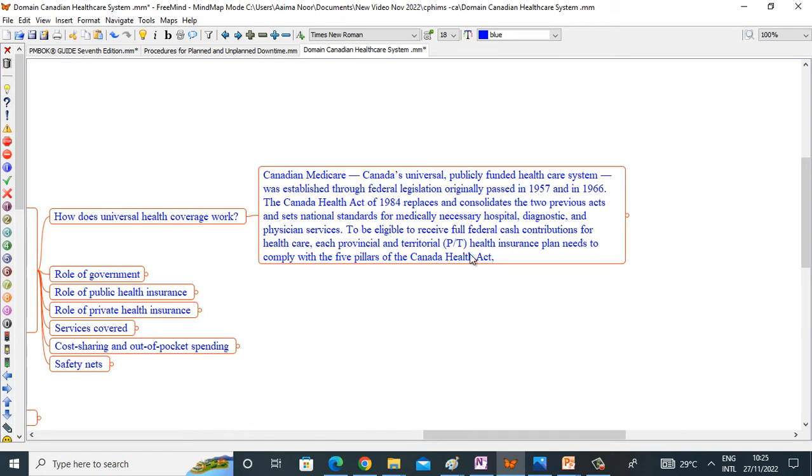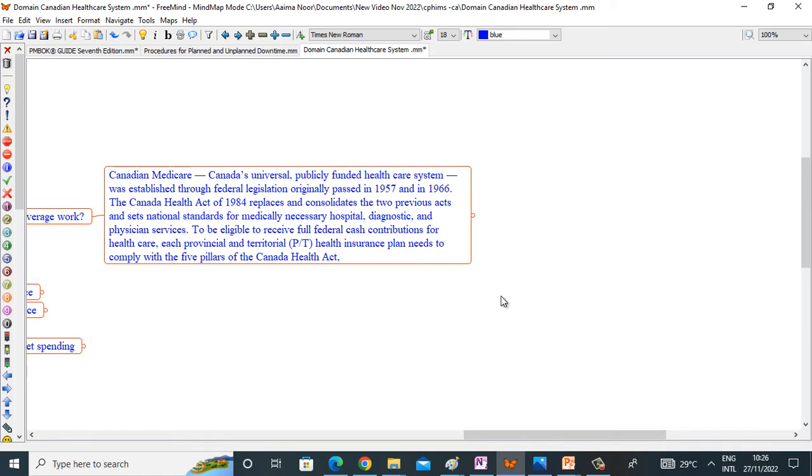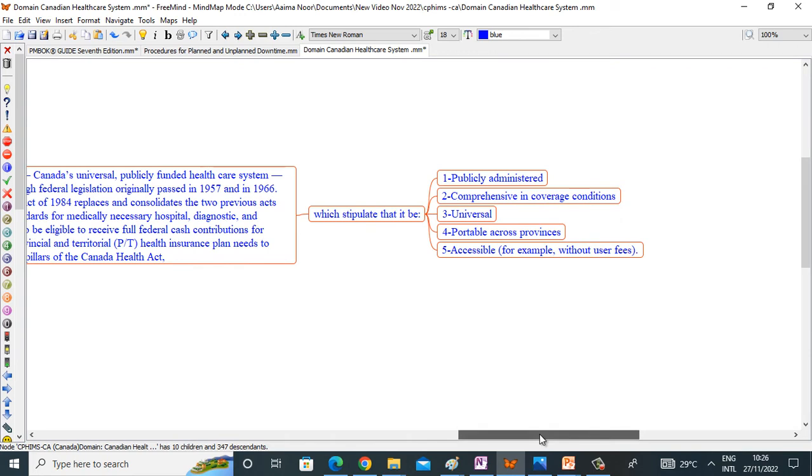To be able to receive the full federal cash contribution for healthcare, each provincial and territorial health insurance plan needs to comply with the 5 pillars of the Canada Health Act. Let's see what the 5 pillars are. Number 1, publicly administered. Number 2, comprehensive in coverage. Number 3, universal. Number 4, portable across provinces. And number 5, accessible, for example, without user fees.